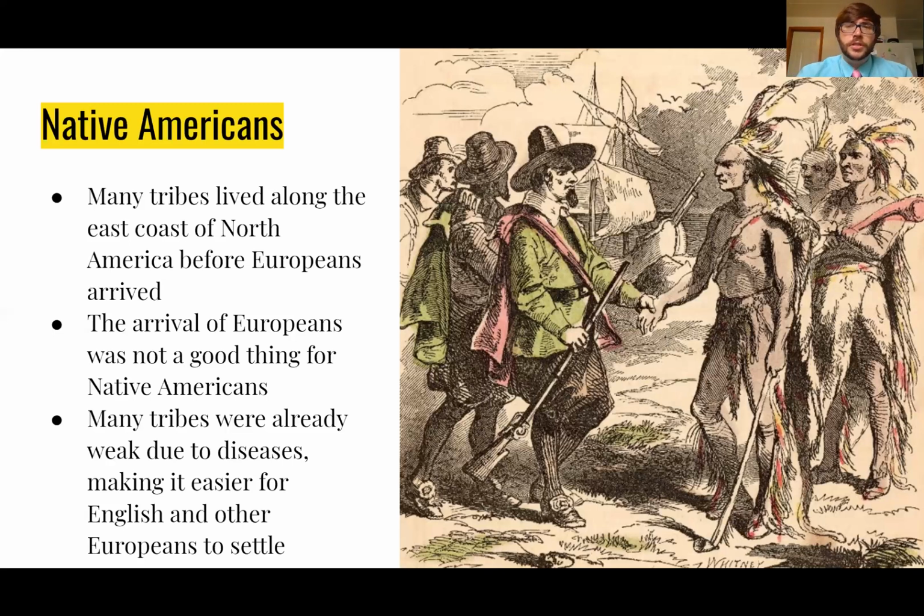So I just want you to understand that when we start talking about these new colonies, while it was good for England, it was very, very bad for the people that already lived there. And it's really important for us to remember that.